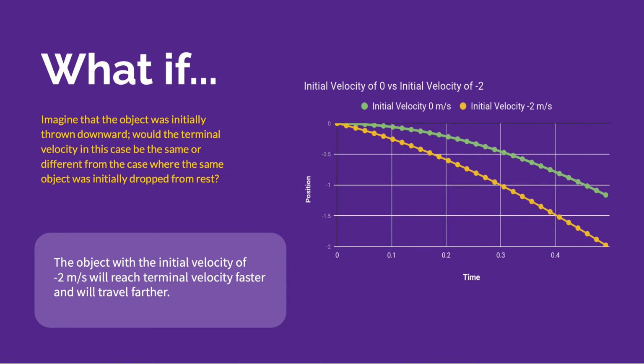Would the terminal velocity in this case be the same or different from the case where the same object was initially dropped from rest? The object with the initial velocity of -2 meters per second will reach terminal velocity much faster and will travel farther than the object dropped from rest, but both will achieve terminal velocity, but at different rates. Thank you.